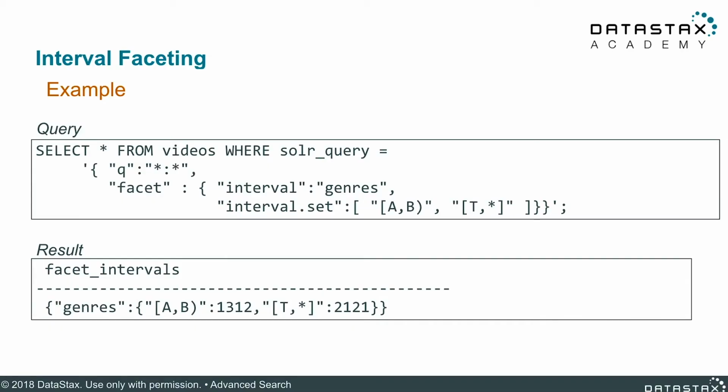In this example, we're asking DSE Search to facet by the genres field, and we're specifying 2 intervals. One that starts at A and goes through B, but not including B. So what we're really saying here is any value that starts with A. And the other is values that start with the letter T or higher. Our results come back as a map whose key is the interval we specified and whose value is the count of results.